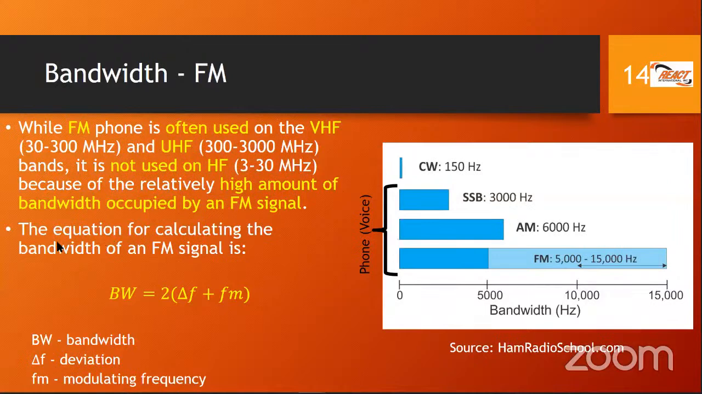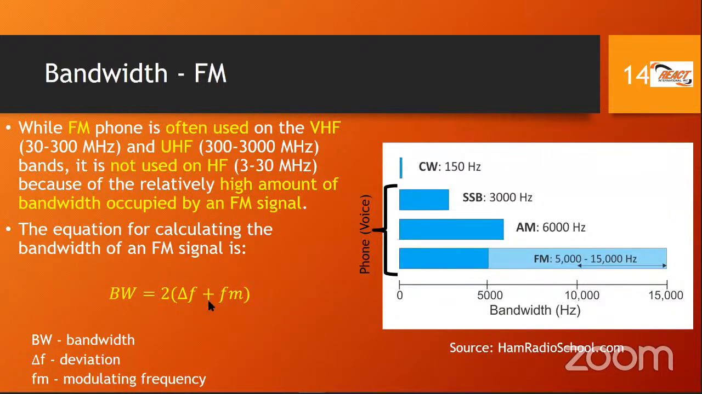But let's look at the formula that we use to calculate the bandwidth. We just have a diagram showing here what it is for an FM signal between 5,000 and 15,000. But if we have to calculate the bandwidth, what are the parameters? What are the values that we use? And here's our trusty bandwidth formula. Bandwidth is equal to 2 multiplied by these terms in brackets. So we have to sum the terms in brackets, then multiply by 2.